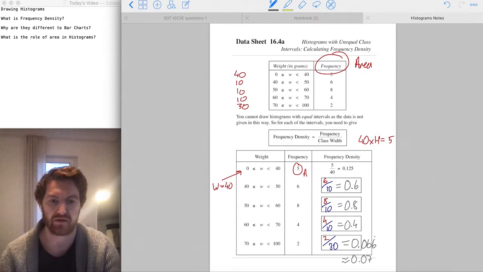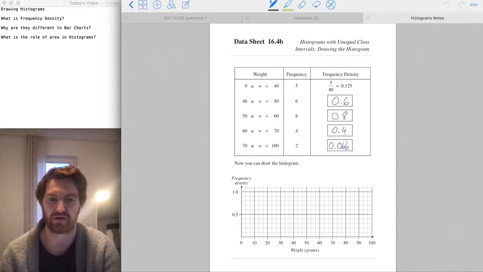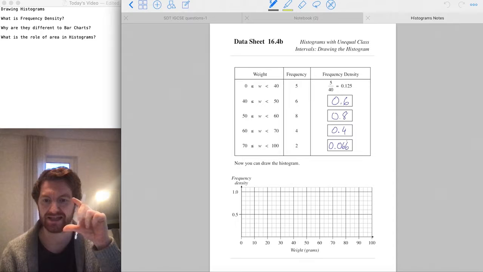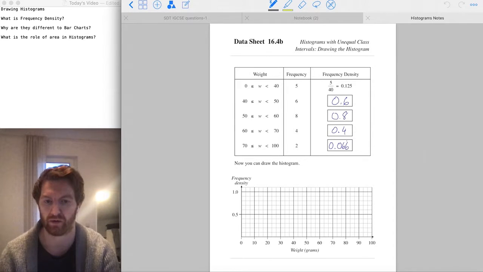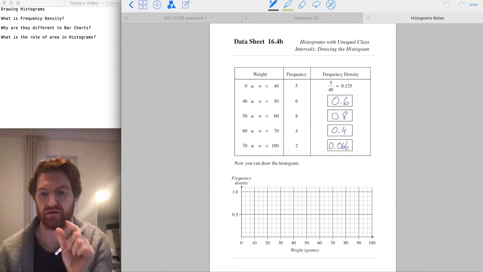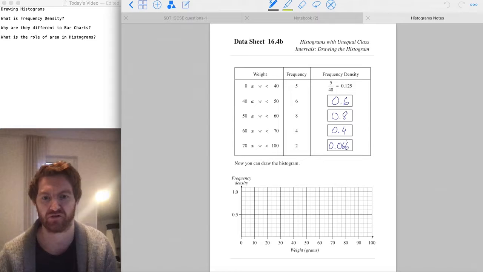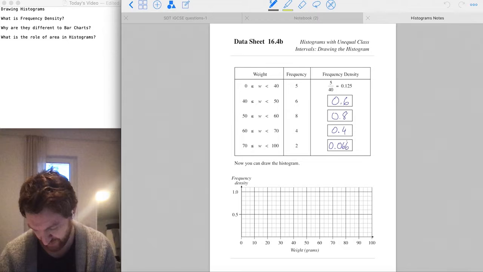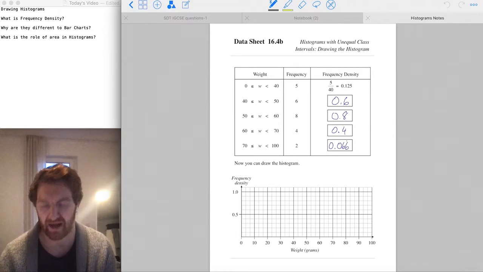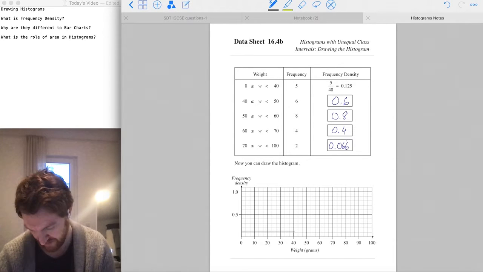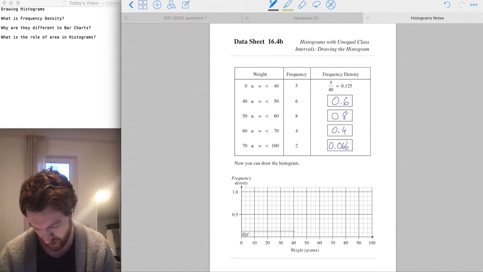So once we know those, we can then use them to plot the graph. Now the first one is the hardest. You can see that now on the frequency density axis it only goes up to 1.0 and each little square is 0.1. That's because we're going to have very wide boxes which are going to be very, very short. The first one goes from 0 to 40 and the height is 0.125. It's going to be hard for me to plot it perfectly because I'm on an iPad, but we'll go with it. It's going to be about there, 0.125, and it goes all the way across to 40. And you can see it's a very, very short, wide box. That represents 5 people.